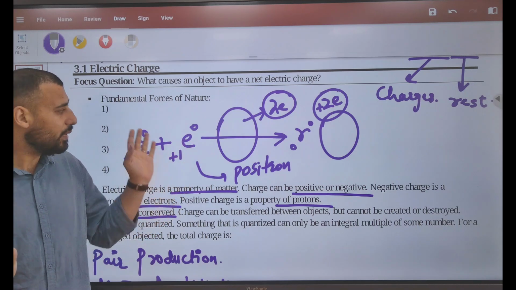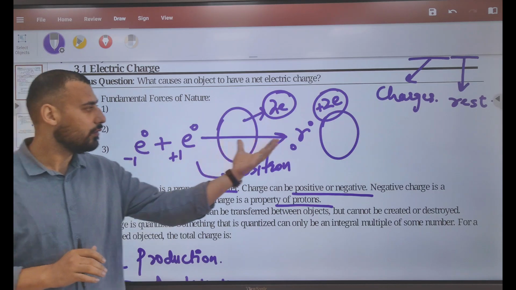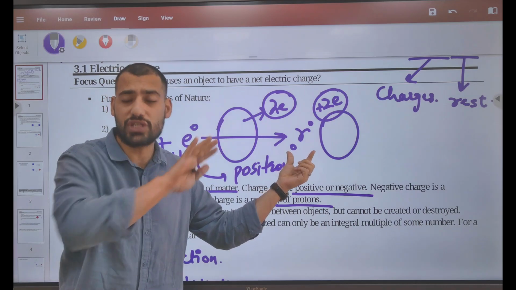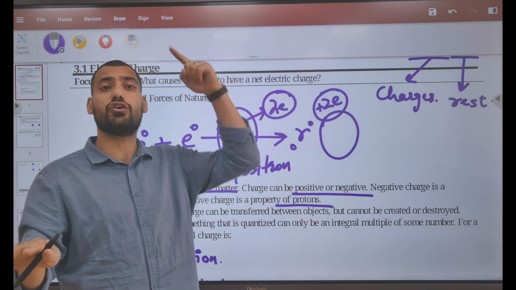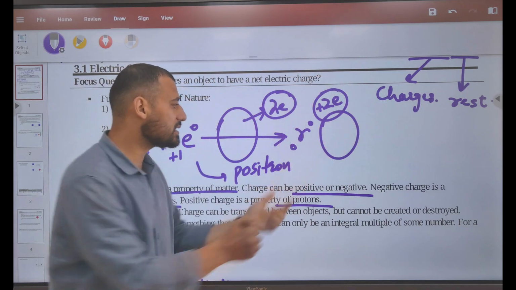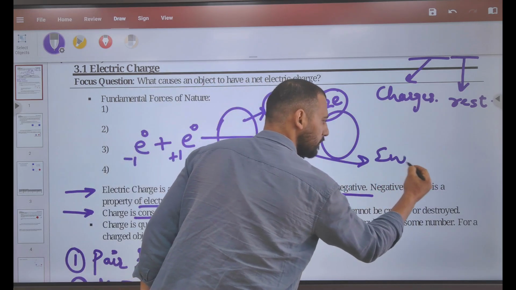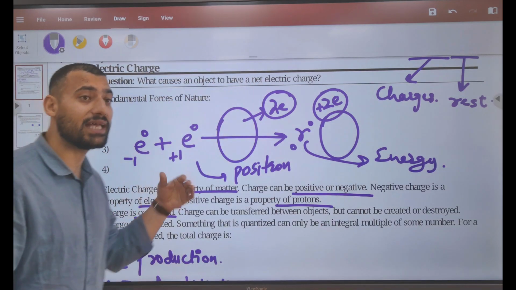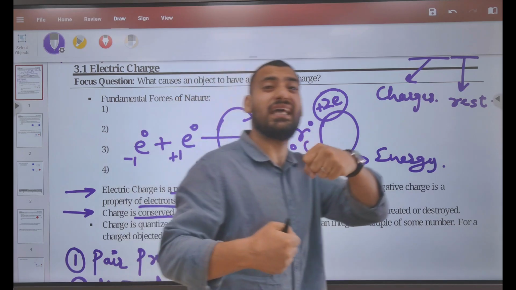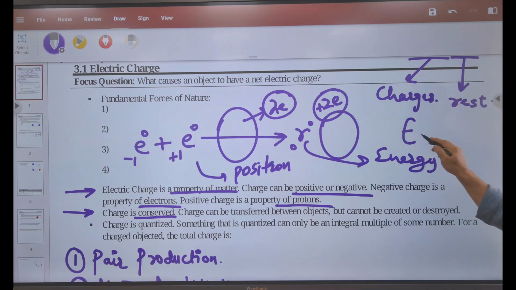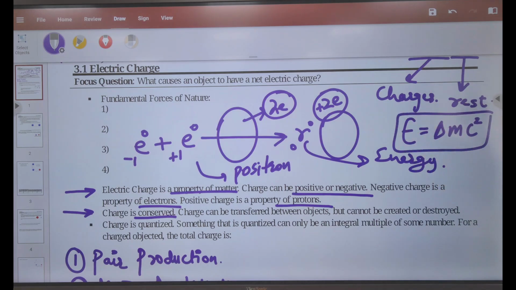Fine. But when these two combine, what do you see? Nothing. There is no mass. There is no charge. Law of conservation of mass violated. Law of conservation of charge violated. Because this is purely energy. Is that clear? This is called matter annihilation. Matter annihilates into energy. This happens as per, if you remember, E is equal to delta mc square. Have you heard about this equation before?